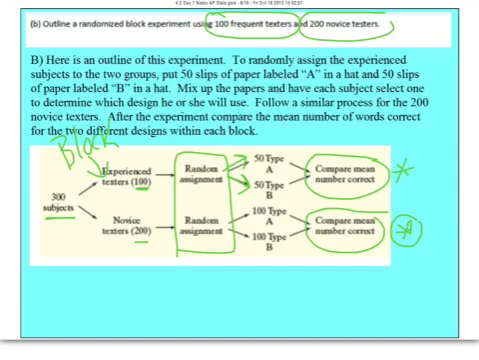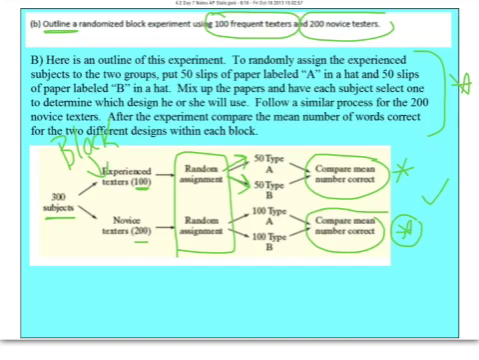Now be careful. If this was on the AP exam and it said to outline the randomized experiment, the diagram here would not be sufficient. You would include a diagram and the language on how you would do that. So don't forget to say something like this.